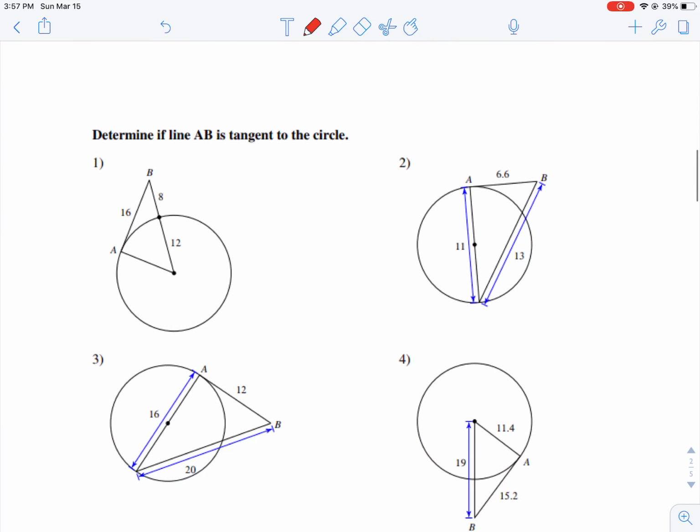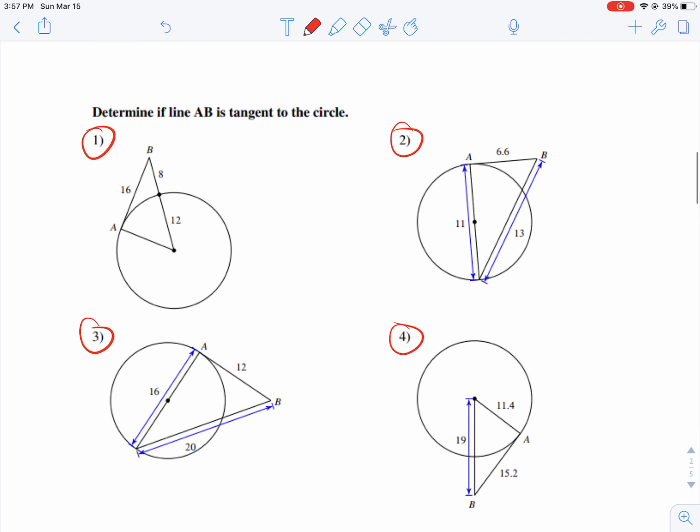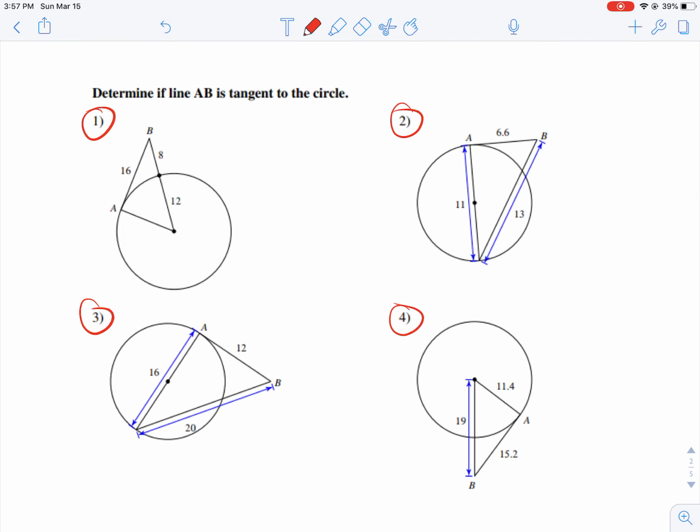Let's scroll down to here's your homework. Try to give these ones a shot. Try to figure out, determine if line AB is a tangent. So in this case right here, we take a look.